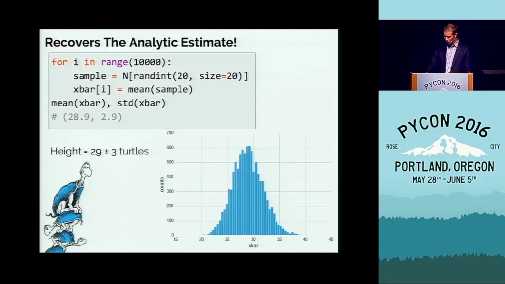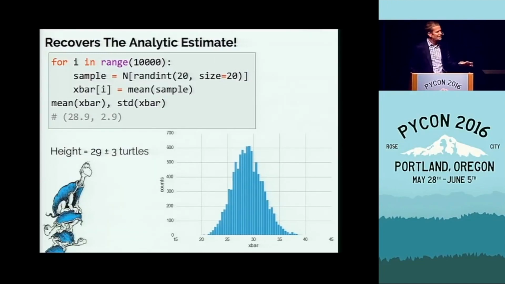And we can do this as a simple for loop. We go for i in range 10,000. We pick 20 random points from the sample. This is a way to do it using the NumPy package. And we can say that the ith mean is the mean of the sample. Then we look at the mean of all the means and the standard deviation of all the means, and we find something that describes our data.